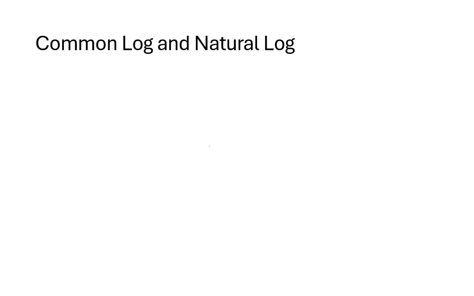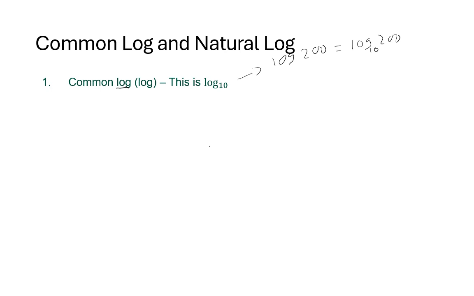Now we will discuss common log and natural log. Common log is usually written as a log without the base, and this just means log base 10. So whenever you see a log, for instance log 200, this just means log 200 base 10. The base 10 is there, and we use this because in our decimal number system we have digits 0, 1 up to 9. So whenever you see log, it means a log with base 10.